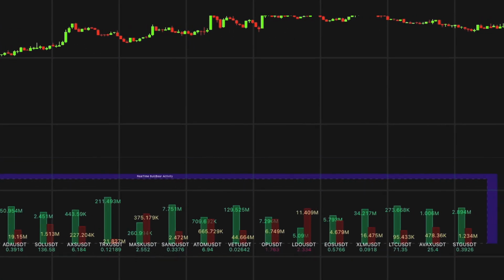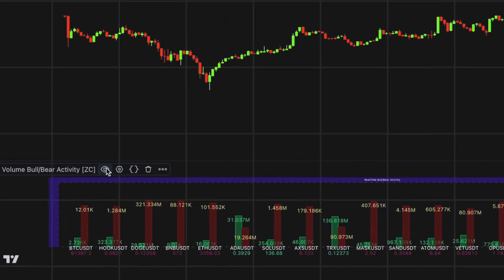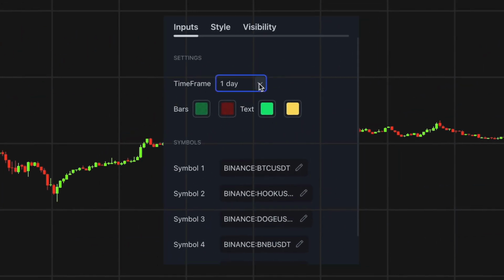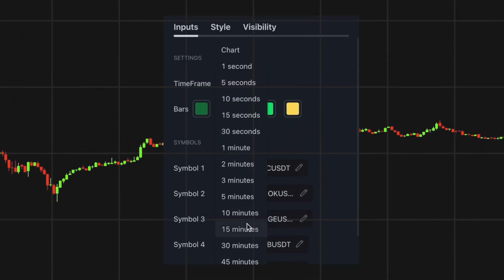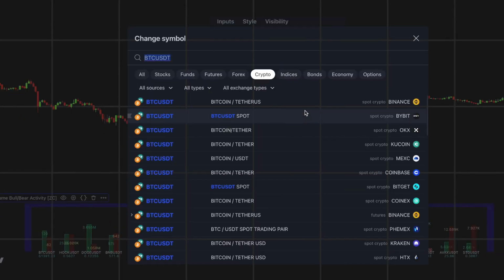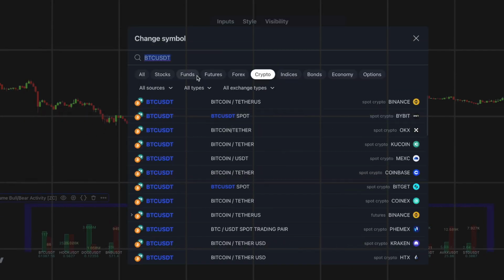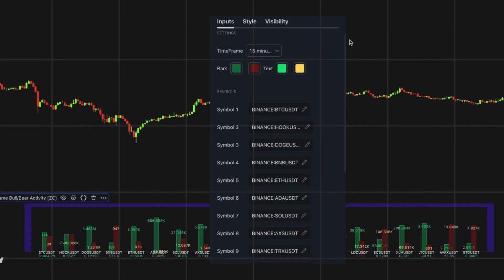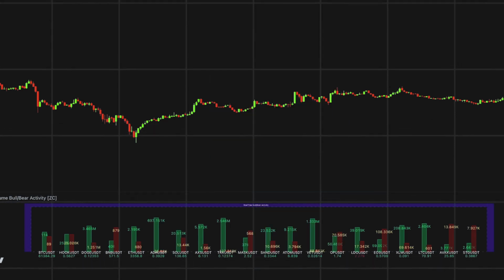In the indicator settings, you can select a time frame for volume analysis. It is recommended to select the same time frame you're viewing the stock in. You can also add any cryptocurrency, stock, or forex pair for bull and bear analysis. This volume indicator could be a great enhancement of your current strategy by filtering out low-quality trades.